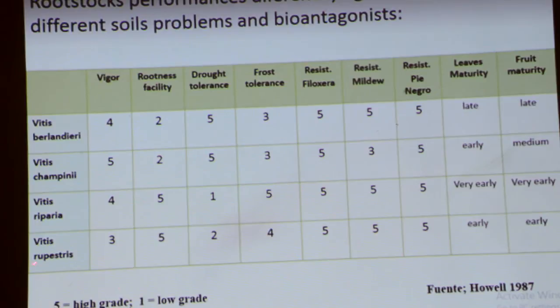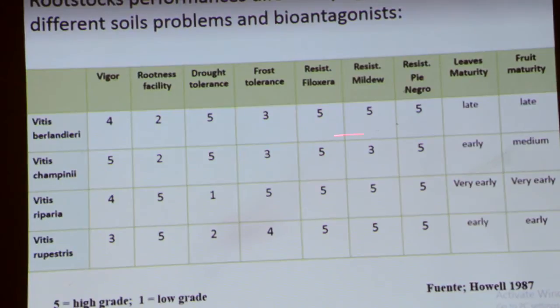Another thing is that all the species will have a different annual growing cycle during the season, shorter or longer. So these two will mature the leaves and canes and shoots in the autumn very early, and Berlandieri, for example, will mature its leaves very late in the season. So the frost tolerance is different, because these two will be better prepared for the frost in autumn than the other ones.